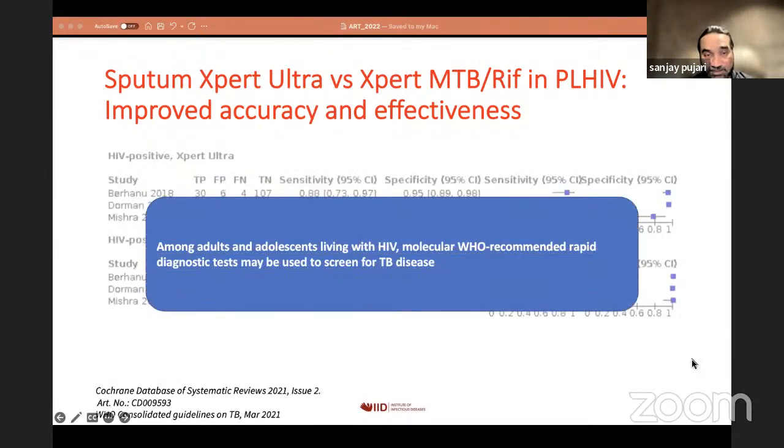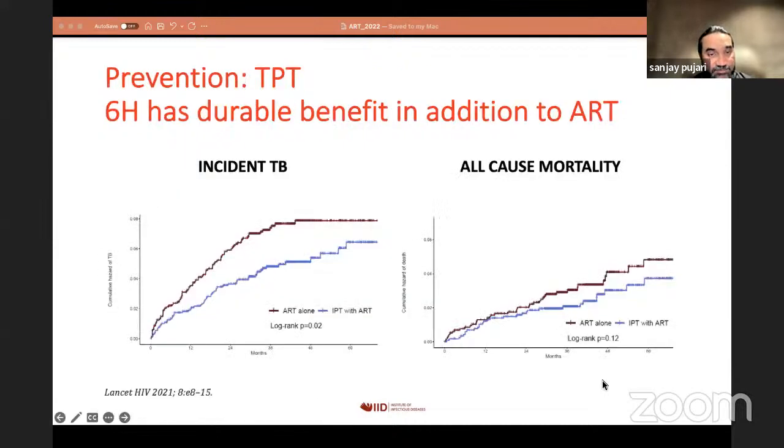So the WHO currently recommends amongst all adults and adolescents living with HIV to have rapid molecular tests be used for screening for TB disease if a patient is positive on any one of the W4SS score. The other thing which we often do not really scale up in our private practice predominantly is using INH prophylaxis when we are initiating antiretroviral therapy, regardless of the CD4 count, to prevent tuberculosis.